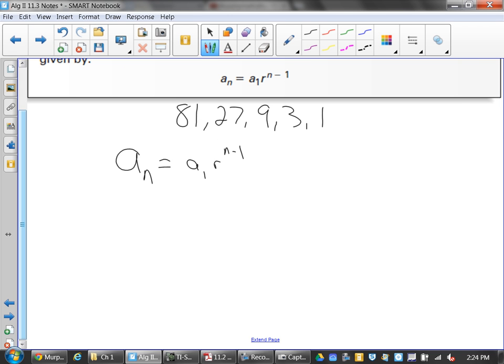Now, in our quick example we just did there, what was the first term? 81. I know my first term is 81. What was the rate? We already figured that out. 1/3. The ratio, yeah, the ratio. It's 1/3. All I have to do is put it together now.